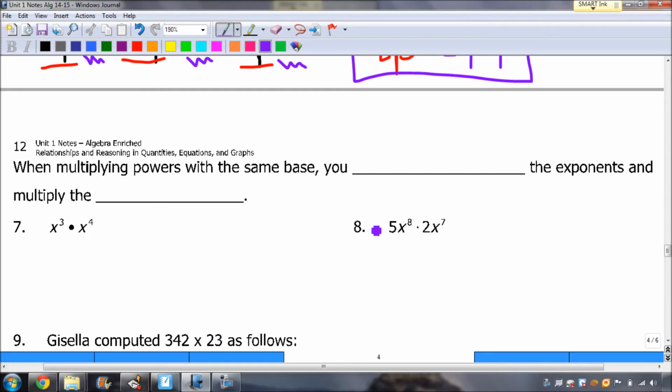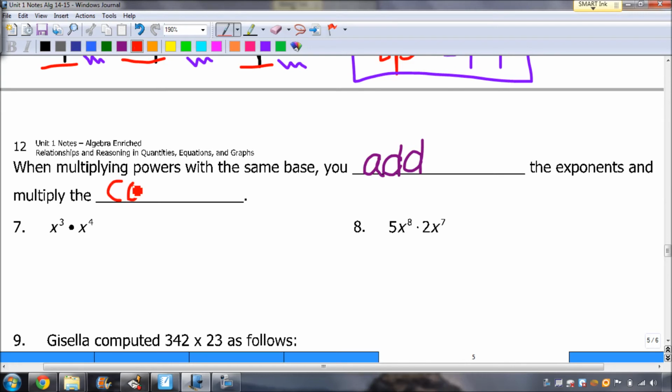So when multiplying powers with the same base, you blank the exponents. Hopefully you know this blank right here, that you should add the exponents, okay? And then multiply the numbers in front of the exponents, which are the coefficients. So after you write this down, I want you to take a minute, try questions 7 and 8, and then come back to me to see how you did.